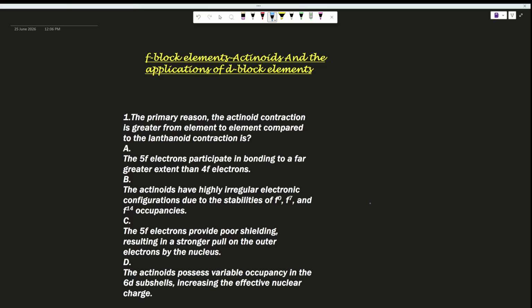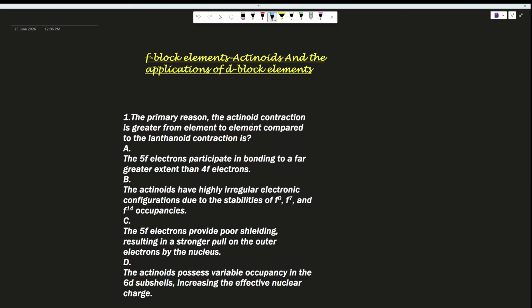Students, today we are going to learn the second part of F block elements, that is actinoids, and I have also included a few questions related to the applications of D block elements. So the session is related to actinoids and applications of D block elements. Let us start with the first question.